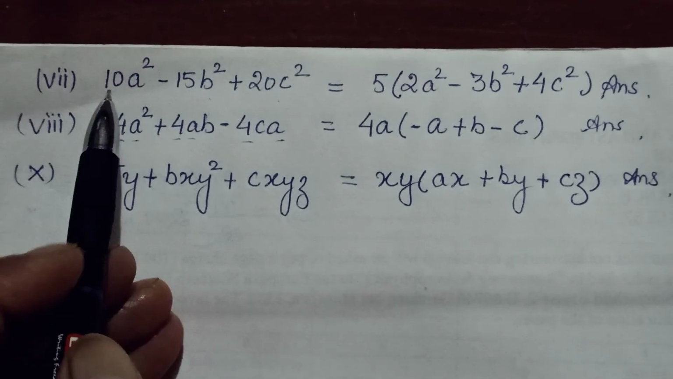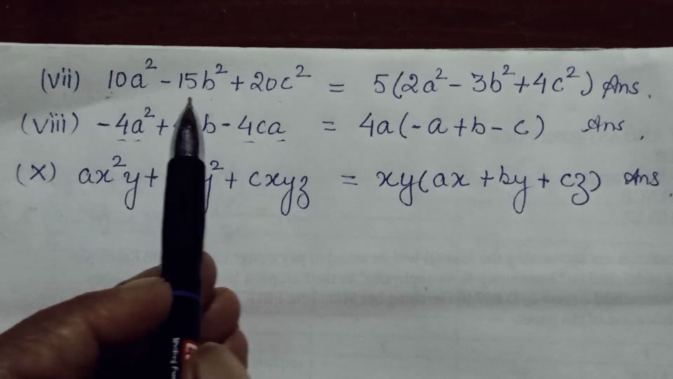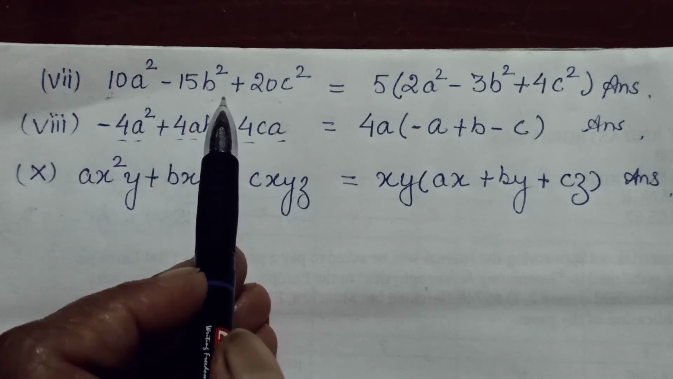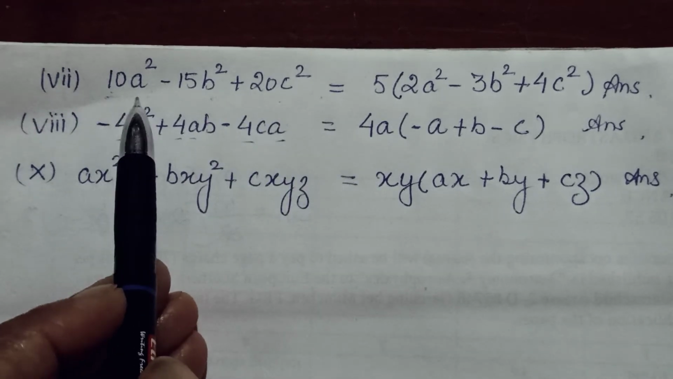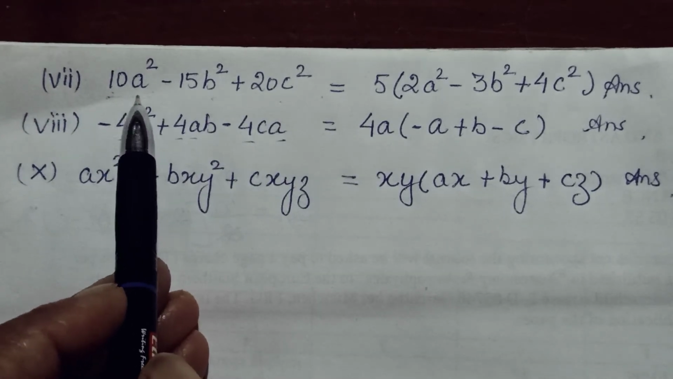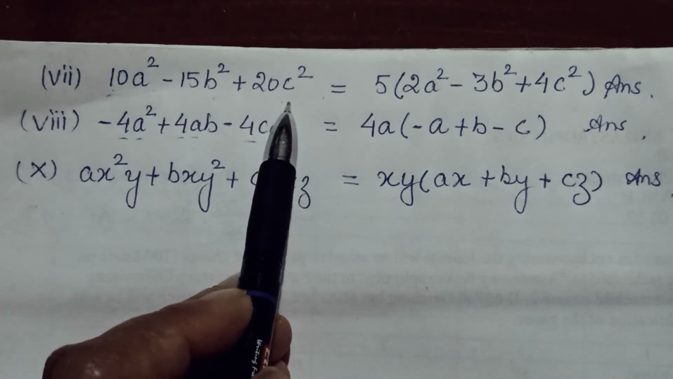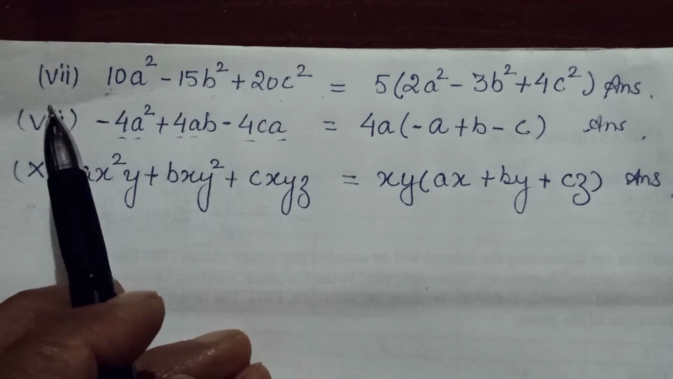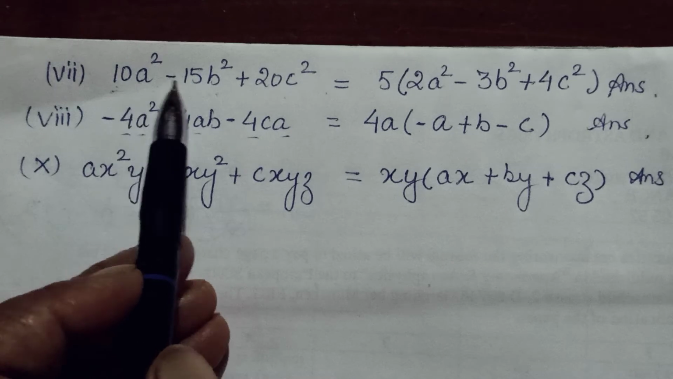Okay, so like here one by one, now you look here by observation itself. You have 10a square, then you have minus 15b square and plus 20c square. So in variables, if you look, nothing is common. You have a here but not here, b here, not in the other 2 terms, c here, not in the other 2 terms. So no variable is common. Right? Now in numbers you have 10, 15, 20.